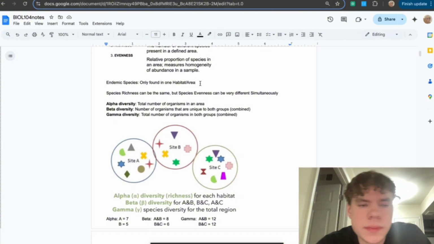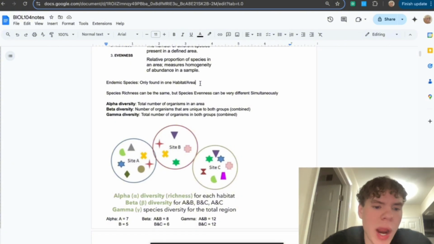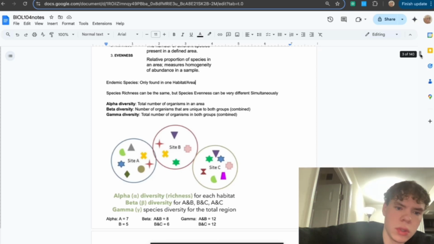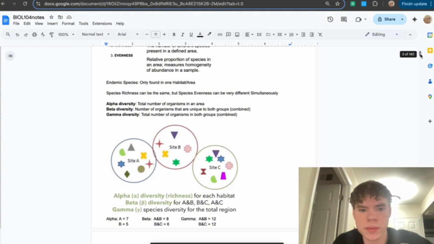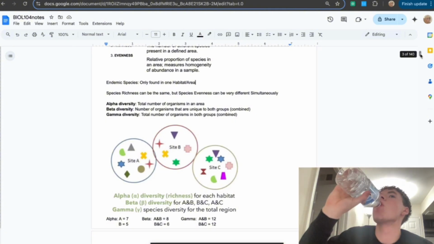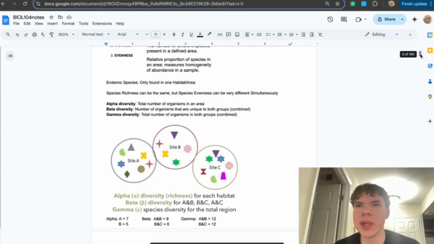And this is our way of analyzing biodiversity with our alpha, beta, and gamma diversity. Oh yeah, an endemic species is one that's only found in one habitat or area. So if you're asked what's an endemic species, you could say penguins, because they're only found in Antarctica. They're not really found any other place in the world.